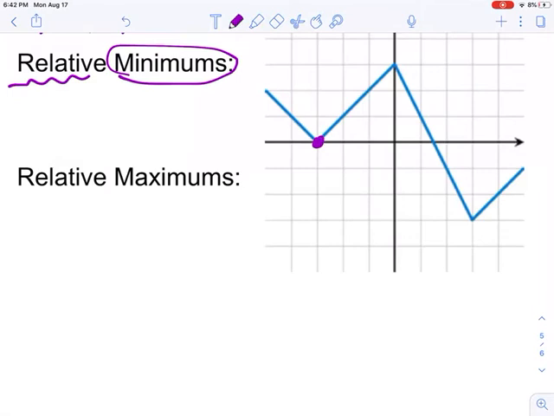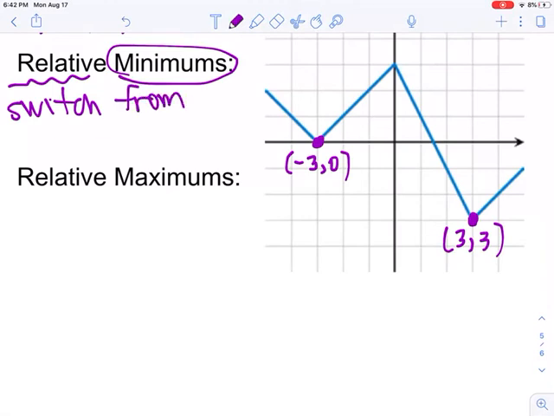So anytime we switch directions and have a low point, we would have a relative minimum. So we have two coordinates here, and you're going to give me the coordinates. So in purple, I am labeling our relative minimums. This guy right here is the coordinate -3, 0. And this guy right here is the coordinate 3, 3. Those are our relative minimums. You will find a relative minimum anytime you have a switch from decreasing to increasing.